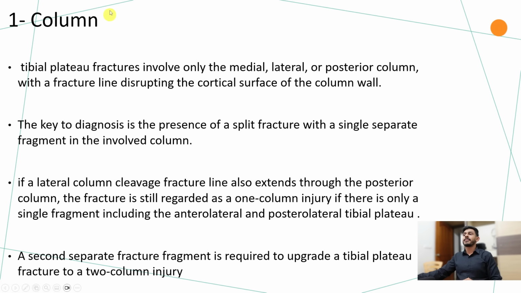Coming to a 1 column, how do we say it's a 1 column? So any fracture that involves only the medial, lateral or posterior column with a fracture line disrupting the cortical surface of the column wall. So it should have a split fracture in any of the medial, lateral or the posterior column, any 1 column. So there's an exception to this. Suppose there's a lateral column fracture which runs from the anterior column and runs all the way to the posterior column, but it's one fragment. It's still regarded as a 1 column injury and not a 2 column, even though the fracture line is running through 2 columns. I'll show you this exception with an example.